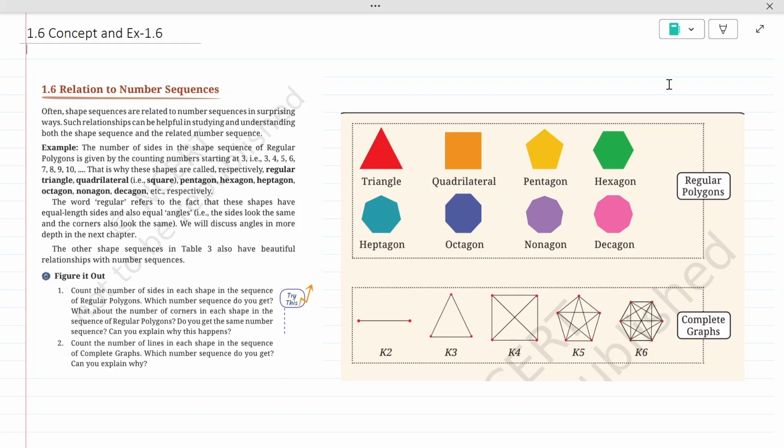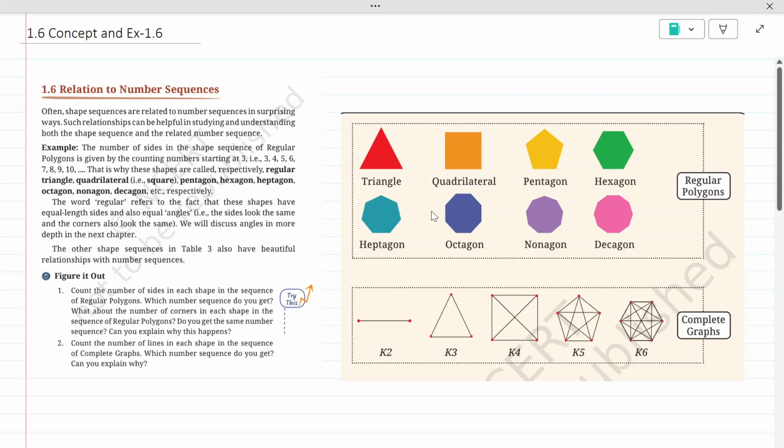So now, as a part of this concept of relation to number sequences, we are again going to learn how the shape sequences are related to the number sequences. Okay, so what is written here is: often shape sequences are related to number sequences in surprising ways. Such relationships can be helpful in studying and understanding both the shape sequence and the related number sequence. So, an example is the number of sides in the shape sequence of regular polygons is given by counting numbers starting at 3, 4, 5, 6, 7, 8, 9, 10 and so on.